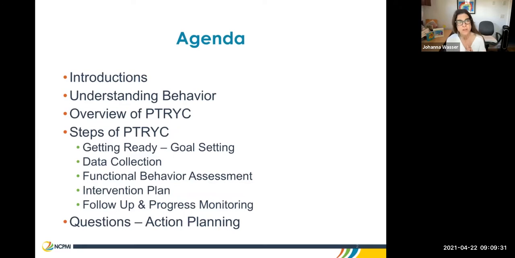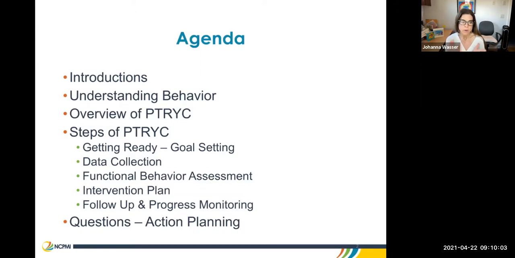So the first step along the way is getting ready, right? Getting your team together, trying to set some goals. And really, it's more than just goal setting. It's more like finding out what the behaviors of concern are and what the possible behaviors are that may help if this child learned or increased their use of those skills. Then we'll talk about data collection, and then we'll go into functional behavior assessment.